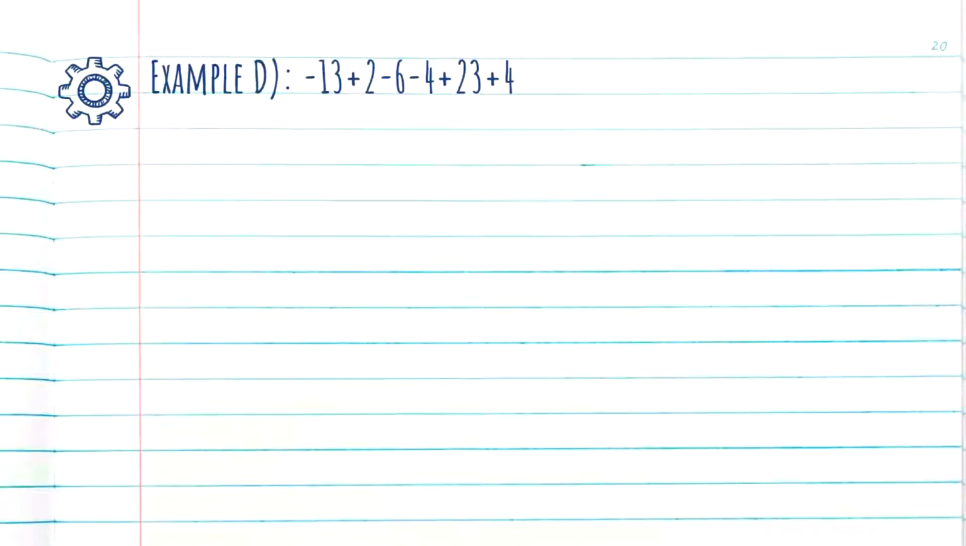Example D. So here we have another one that's a little bit longer. This time we're going to have a negative number right off the bat. But we're going to do the same thing we did in the last examples, and we're just going to solve the first operation first. So let's go ahead. Minus 13 plus 2 gives us minus 11, and we can drop the rest of the equation.